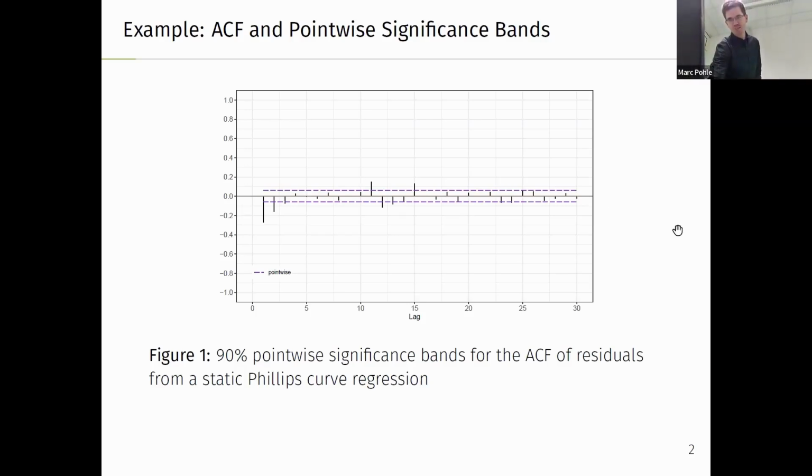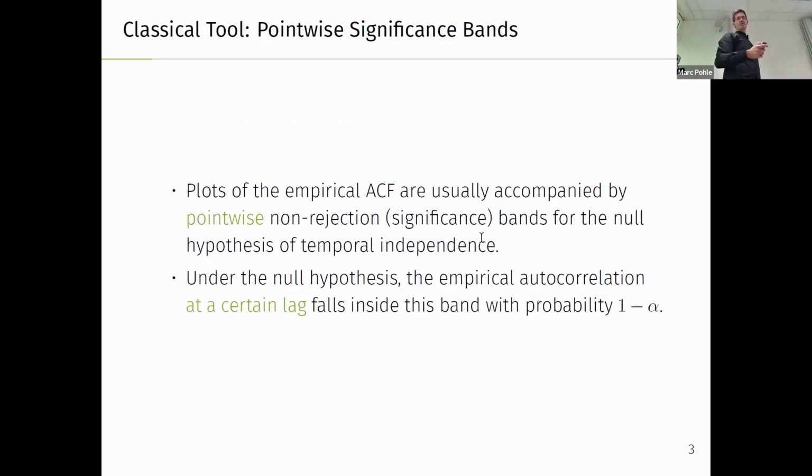Here you see the empirical autocorrelation function, and this project is not per se about the empirical autocorrelation function, but about this band that is centered at 0, and this is a pointwise non-rejection band. So we call it significance band or non-rejection band. That's what we use. And what does this band do?